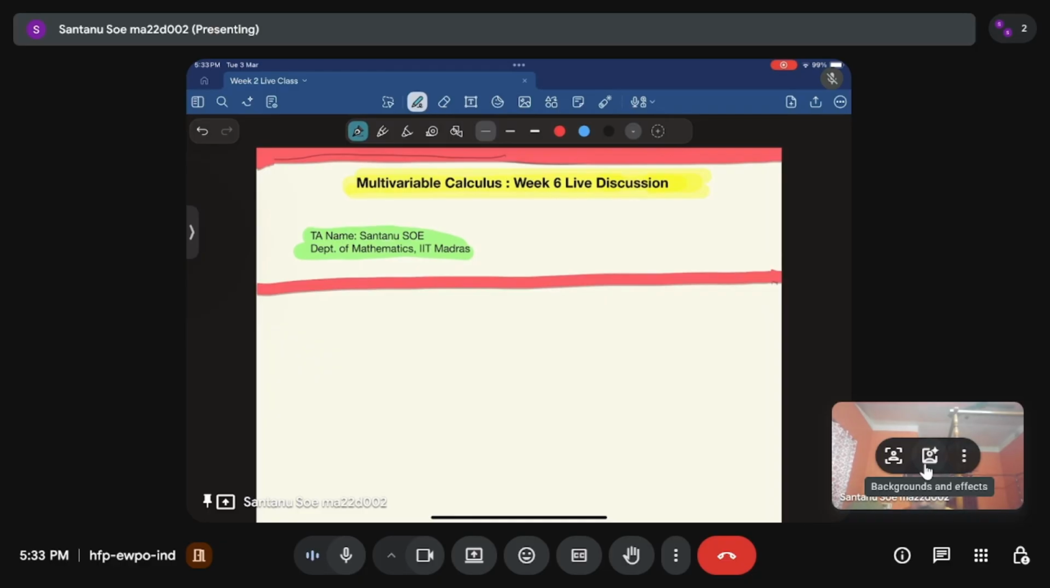We'll start discussion of week six classes. We're going to be solving some questions where the topic has been covered this week, and these questions will be helpful to solve the assignments of this week. First, we're going to write the summary of what topics have been covered in this week.